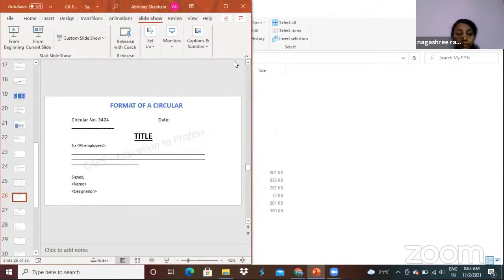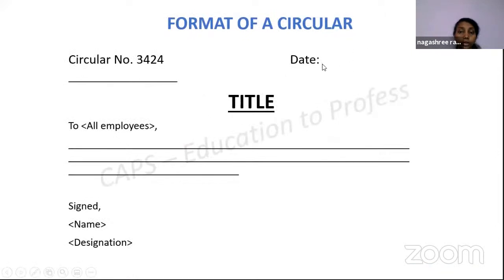And memorandums are used to remind, highlight, recount, record, inform, or instruct about a particular topic or an issue. Now, this circular and memorandum is also mostly about your formats, right? So this is the format of a circular wherein you'll have a date, you'll have the circular number, most important, and then you'll have title, and then to all employees, whatever is the matter, followed by your signature and name and designation as to whoever is sending the circular.